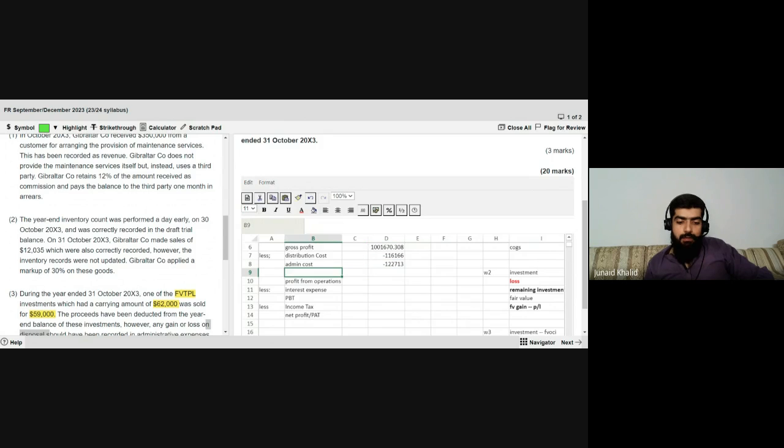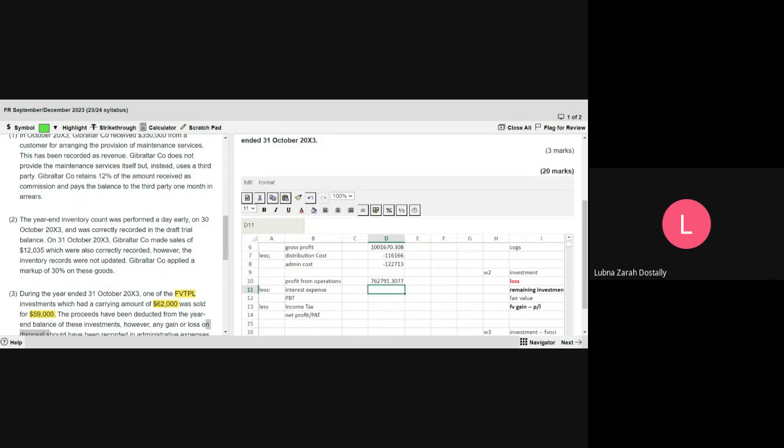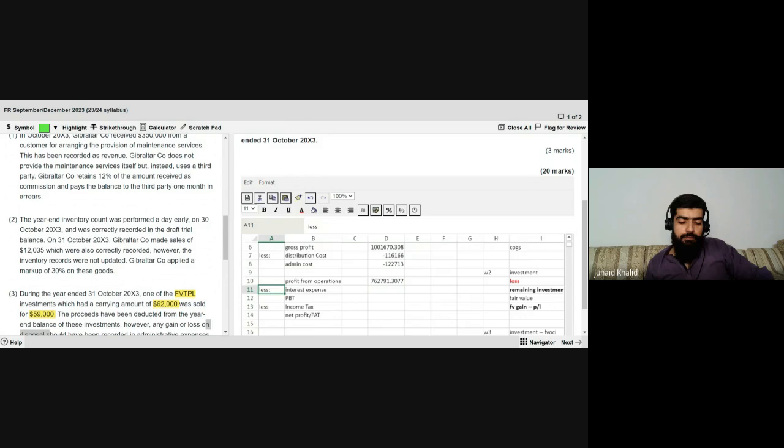Okay, now let's calculate the profit from operations. We'll simply type the formula sum and select all of these three values. So we just got the answer, 762,791. Is it clear to you? Yes. Okay, one more thing that we have to do.